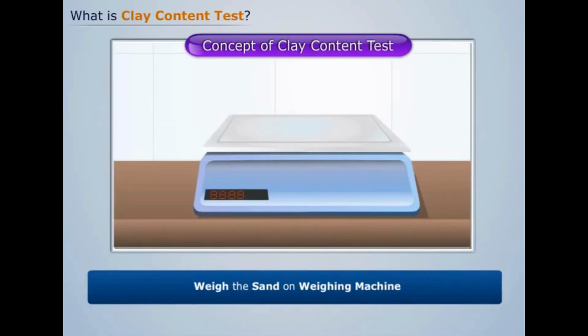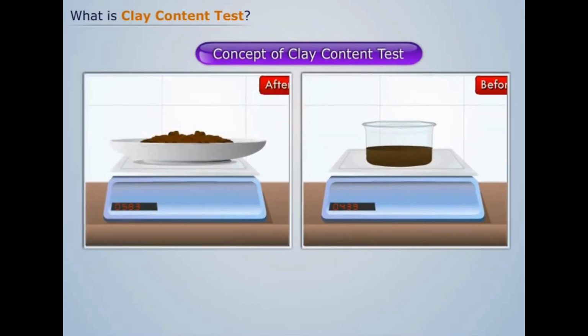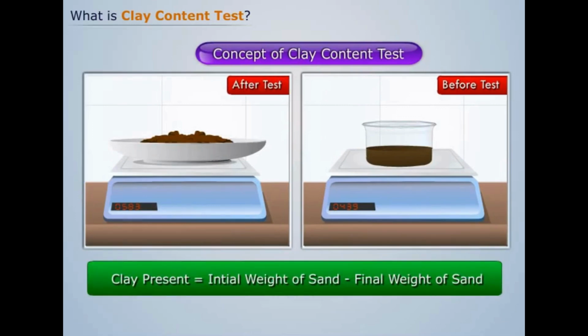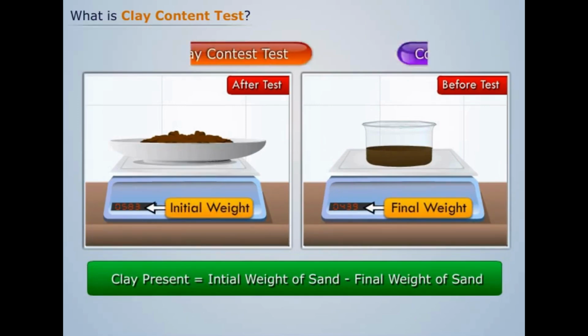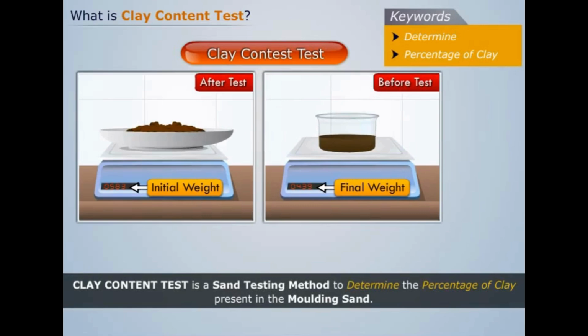And then weigh the sand on weighing machine. Now determine the percentage of clay present in the sand by taking the difference between the initial and final weights of the sand. Thus, we can say that clay content test is a sand testing method to determine the percentage of clay present in the molding sand.